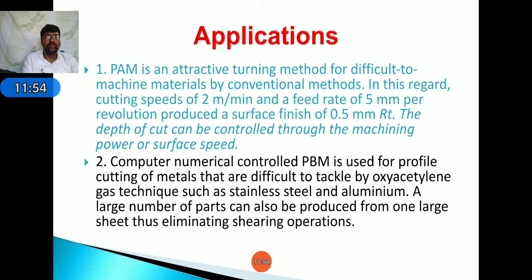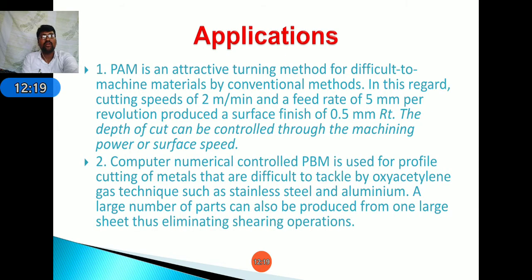Next, computer numerical control PAM is used for profile cutting of metals that are difficult to tackle by oxy-acetylene gas techniques, such as stainless steel and aluminum. A large number of parts can also be produced from one large sheet, thus eliminating the shearing operations. By using this process, we can cut.